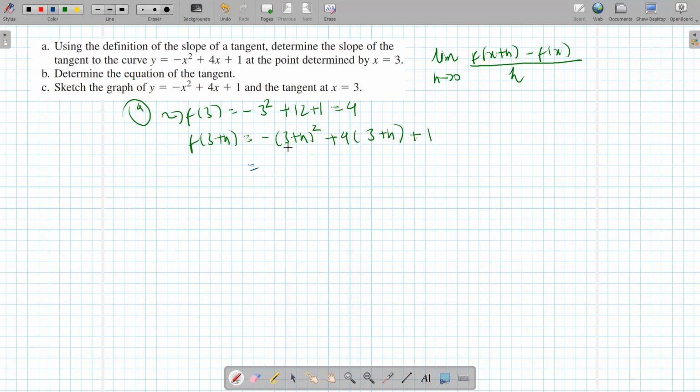Now, if you FOIL the first bracket, it's in the form of a plus b squared. Whenever you have this form, it's always going to be a squared plus 2ab plus b squared. If you remember this, you don't have to FOIL it. It'll save you a lot of time over the years, which is what I'm going to use here. It's going to be 9 plus 6h plus h squared. If you open the next bracket, what do you get?